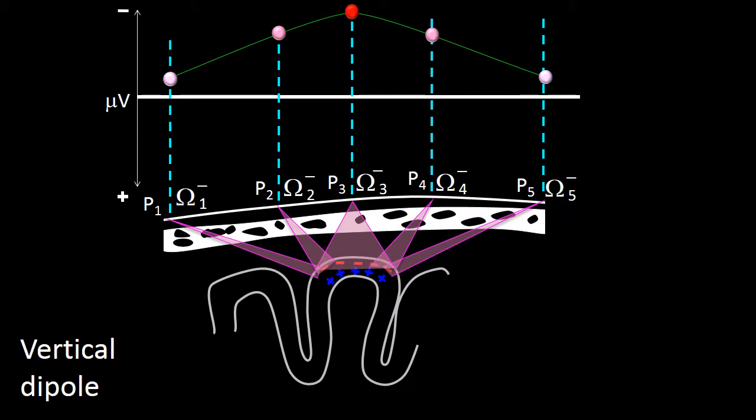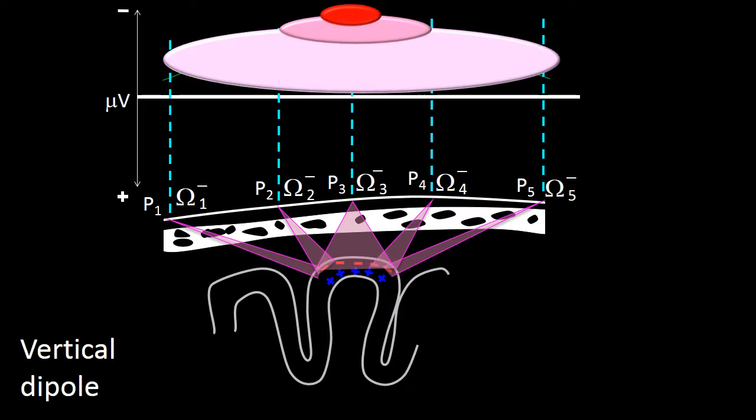Characteristic of a vertical dipole. This term is used to imply that the field resembles a field generated by a single dipole oriented with its axis at the right angle to the scalp. This frame introduces the corresponding isopotential map.